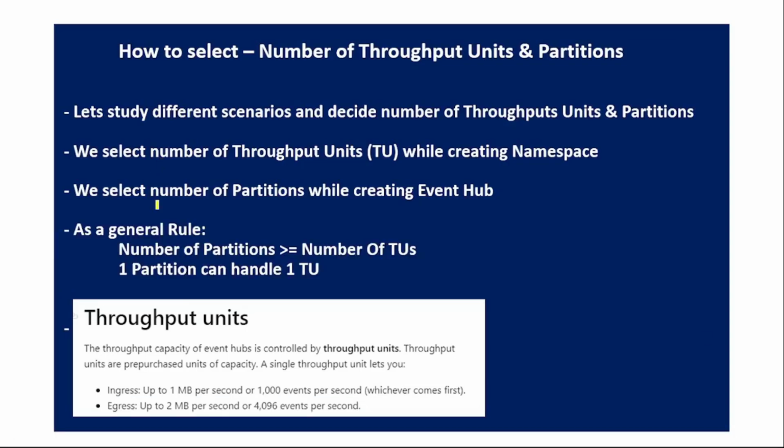Now as a general rule, we should have number of partitions equal to or greater than the number of TUs, and one partition can handle one TU. I know guys, this is a bit confusing, so let's try to understand it with examples.